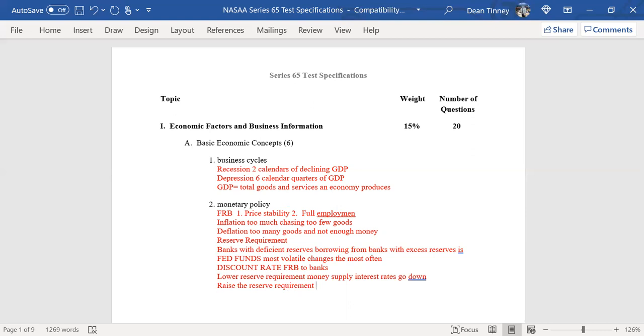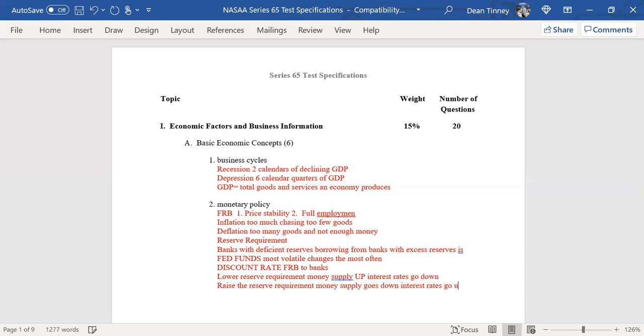And by raising the reserve requirement, that means banks have less money to lend. So the money supply goes down. Oh, looks like here we forgot to put up. Money supply goes up. And here, if we raise the reserve requirement, the money supply goes down. Less money available, so you might have to pay more for it, and interest rates should go up.